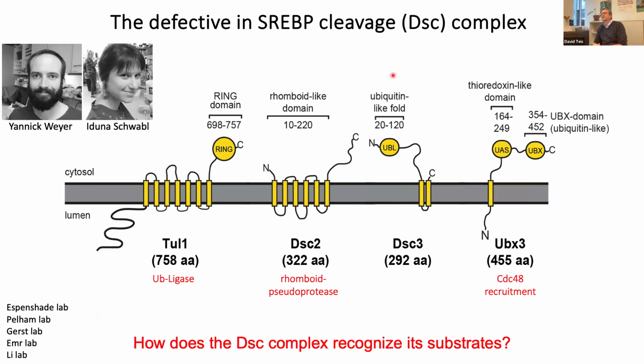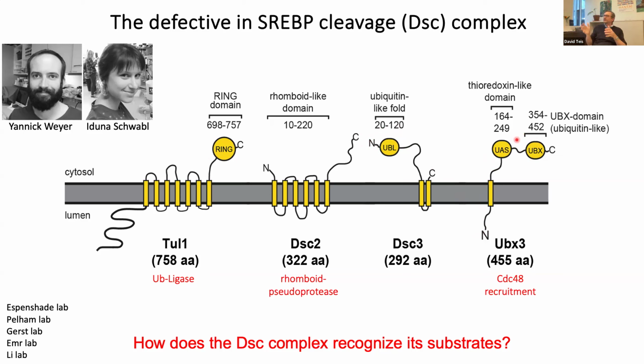The DSC complex consists of 4 core subunits. It consists of a ubiquitin ligase that is called TAL1, that has a RING domain in its cytosolic domain and a large luminal domain. It consists of a rhomboid pseudoprotease that is called DSC2, of a protein that is referred to as DSC3 that contains a ubiquitin-like domain, also in its cytosolic domain, and of UBX3, which harbors a UBX domain. So this complex composition is very reminiscent of ERAD E3 ubiquitin ligase complexes.